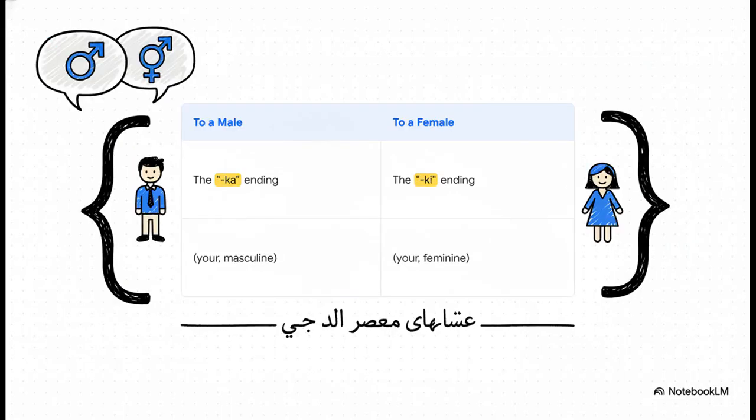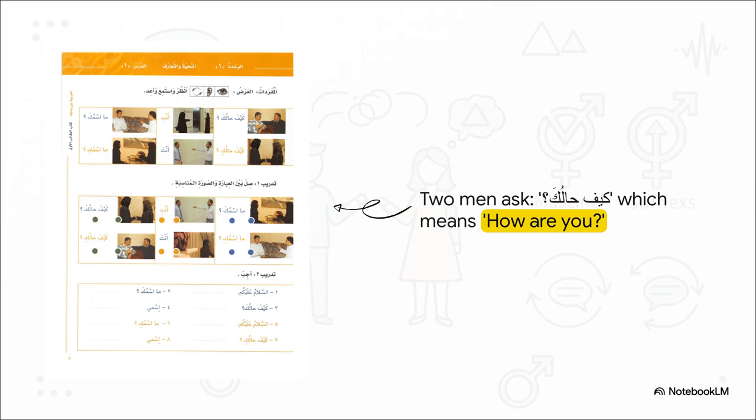So here's the core rule, laid out nice and clear. The word for your isn't static, it actually changes based on gender. The suffix ka is for masculine your and ki is for feminine. So, from the very first question you learn, the language is making you actively acknowledge the gender of the person you're talking to. Now let's see how this rule applies to our second key question.